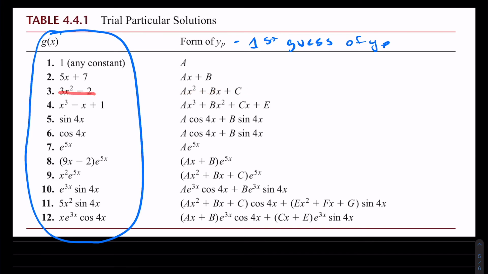Notice how it's 3x squared minus 2, there's no x term, but you have to include the x term here because you have to include all the derivatives. A third degree will have ax to the third and all of the lower powers, all the way to the constant. Sine of 4x, again, you have to include the sine and the cosine. If it's cosine, you have to include the sine and the cosine, because when you take the derivative, that's got to be there. Same with these. You take the derivative, and then this derivative needs to be there, and so forth. This one's the easiest. You just put a constant in front.